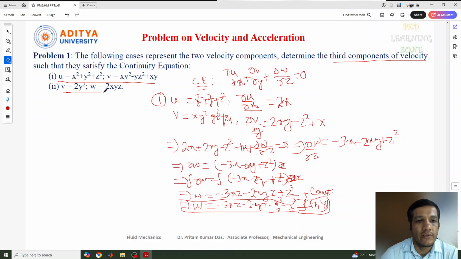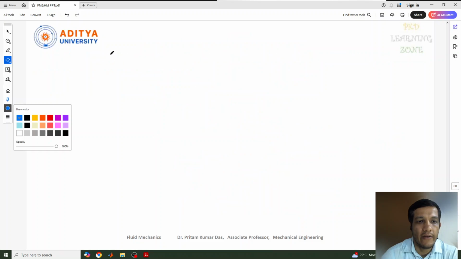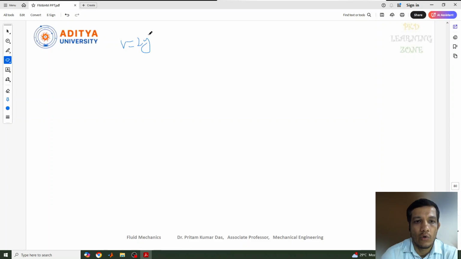Now the second equation, we'll see. This is v equal to 2y square, and here we can directly write del v by del y. We need to remember, velocity in the y direction is v, and velocity in the x direction is u. So del v by del y we can write as the derivative of this, and we will get 4y.